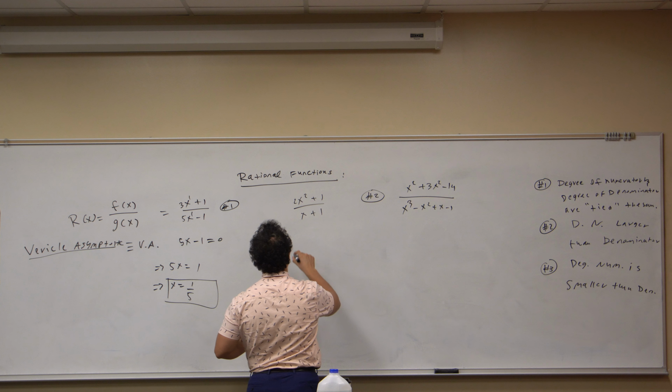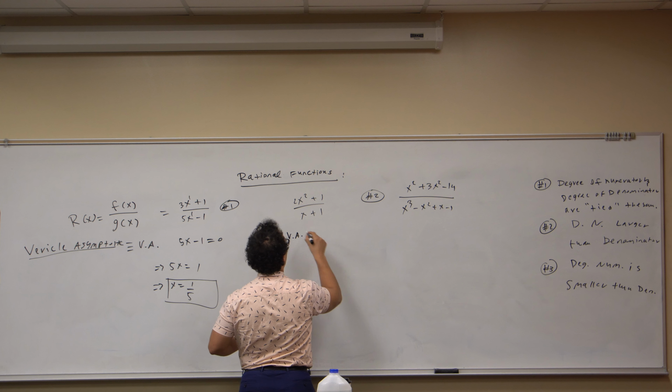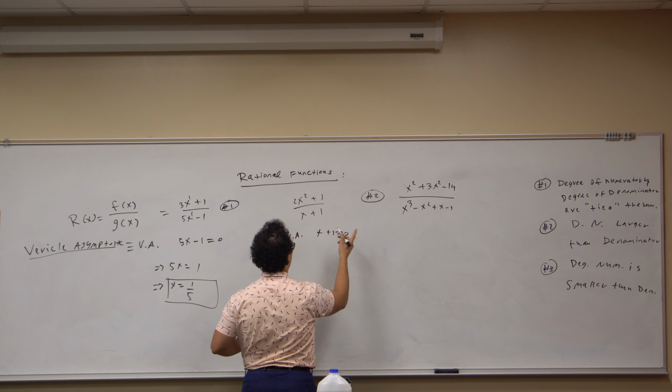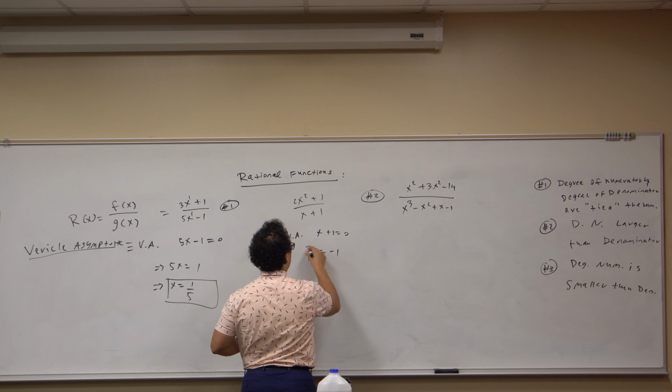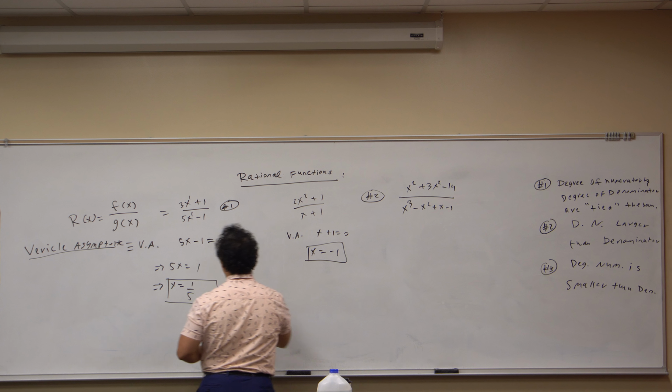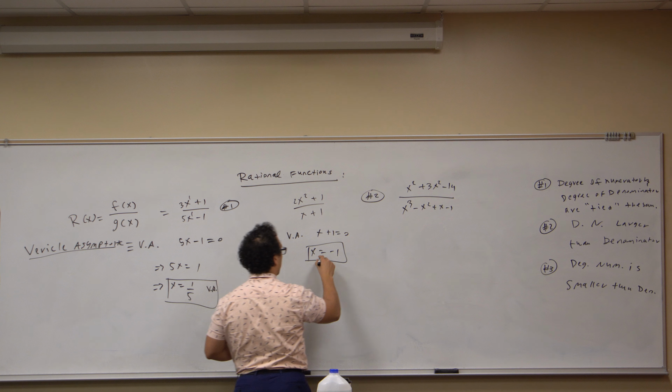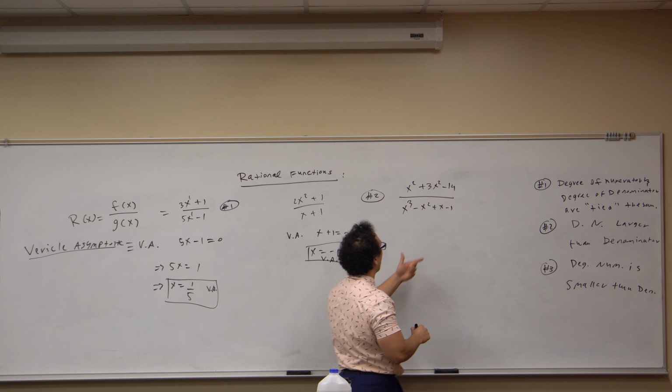Where is the VA here? The VA is when x plus 1 is equal to 0. So when I solve for x, x is equal to negative 1. This is the vertical asymptote. Where's the vertical asymptote here?